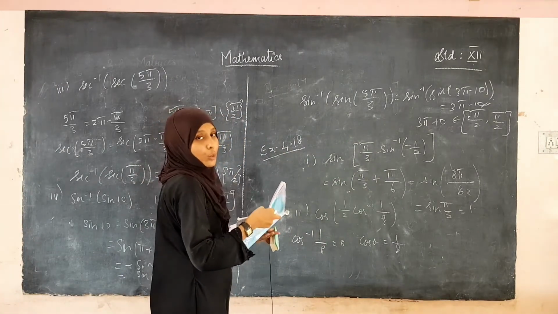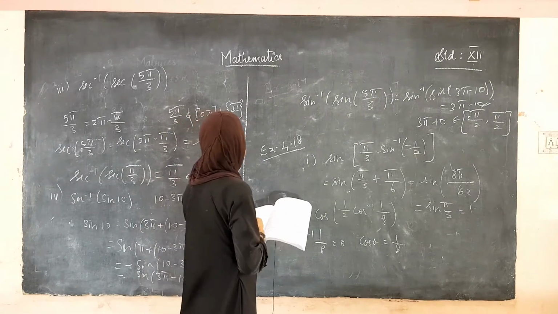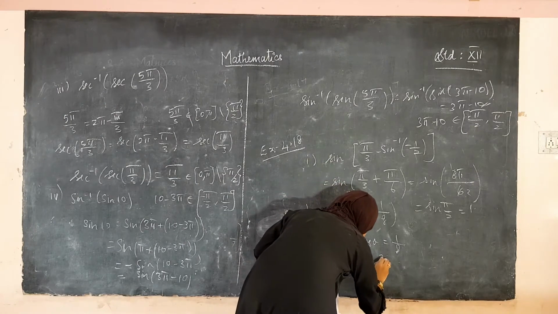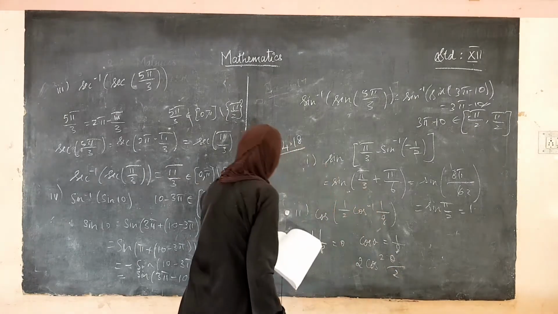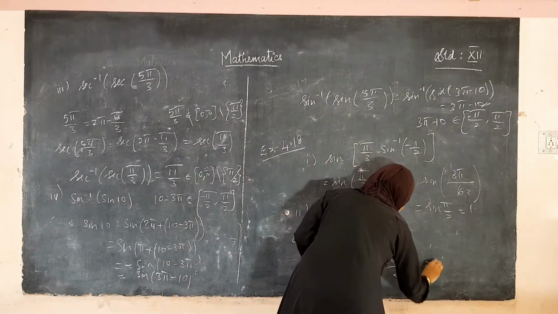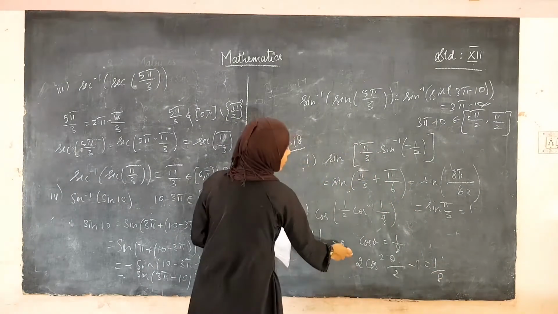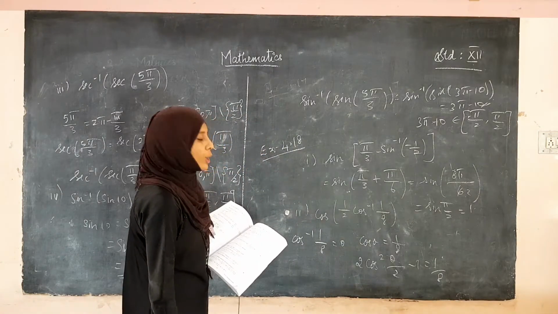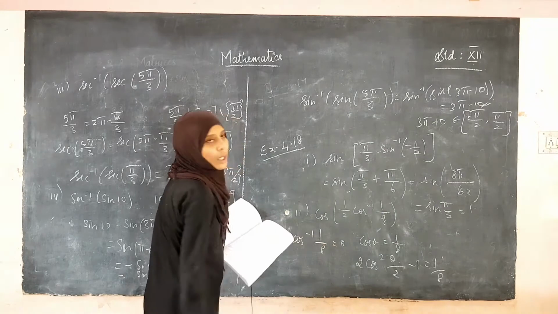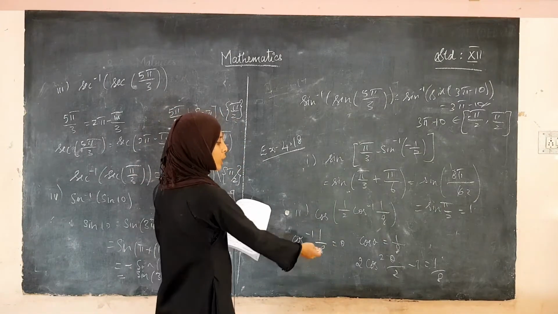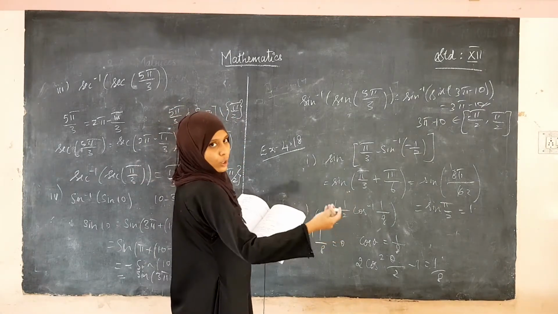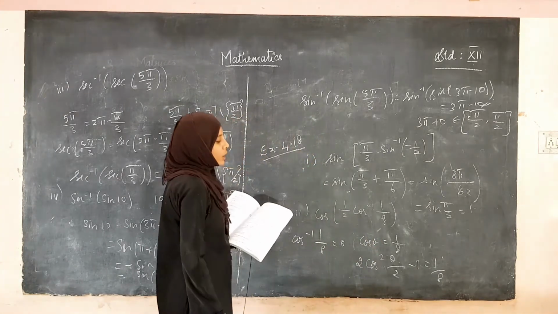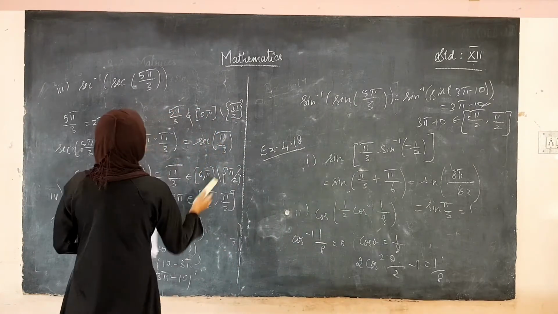There is a formula: 2 into cos square theta divided by 2 minus 1 is equal to cos theta, which is equal to 1 by 8. This is the formula for cos theta, that is 2 into cos square theta divided by 2 is equal to 1 plus cos theta. So, from that we are taking cos theta alone, cos theta is equal to 2 into cos square theta divided by 2 minus 1.